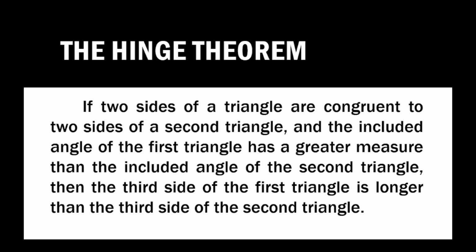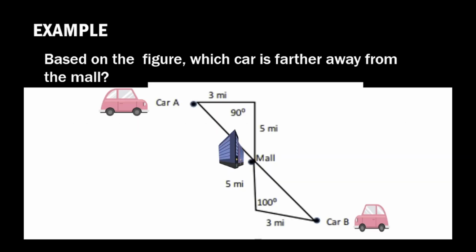So, the Hinge Theorem: if two sides of a triangle are congruent to two sides of a second triangle, and the included angle of the first triangle has a greater measure than the included angle of the second triangle, then the third side of the first triangle is longer than the third side of the second triangle. So, mas maganda siya kung mayroon tayong figure. Okay, so example, in relation with the Hinge Theorem.